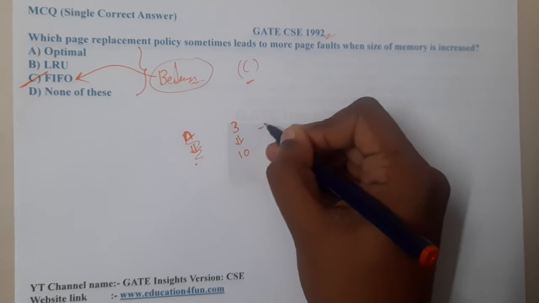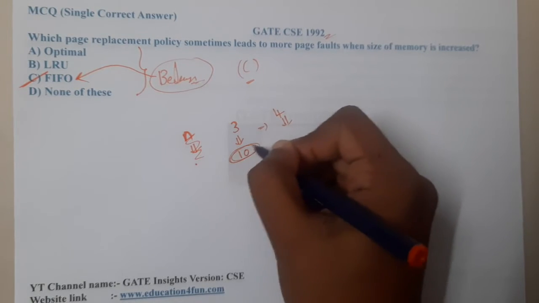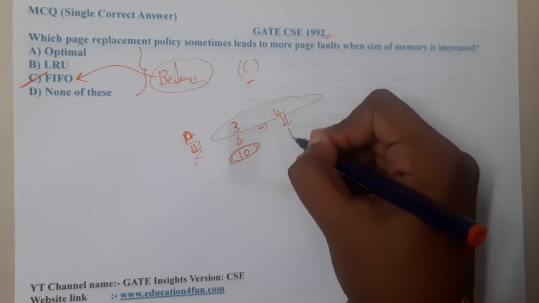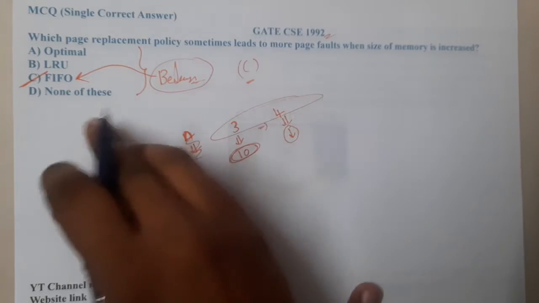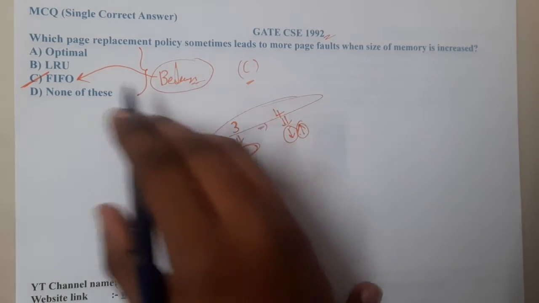So most probably, if you are using 4 frames, the number of faults, so these are the faults and these are the frame numbers, should reduce, right? But whenever you are using FIFO, it might increase also. So that is nothing but Belady's anomaly.